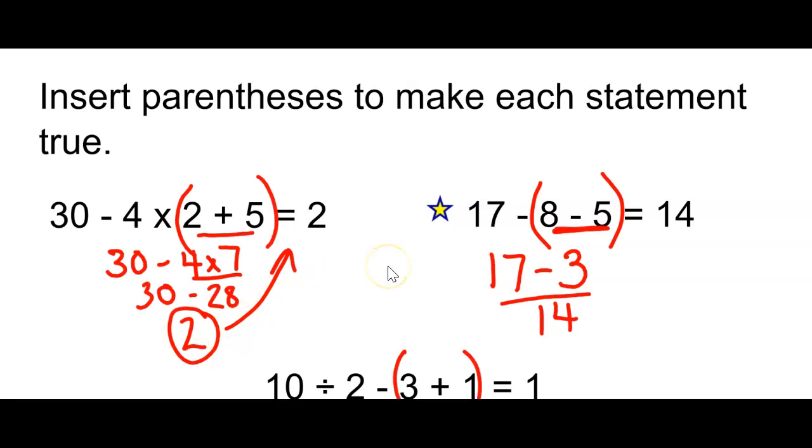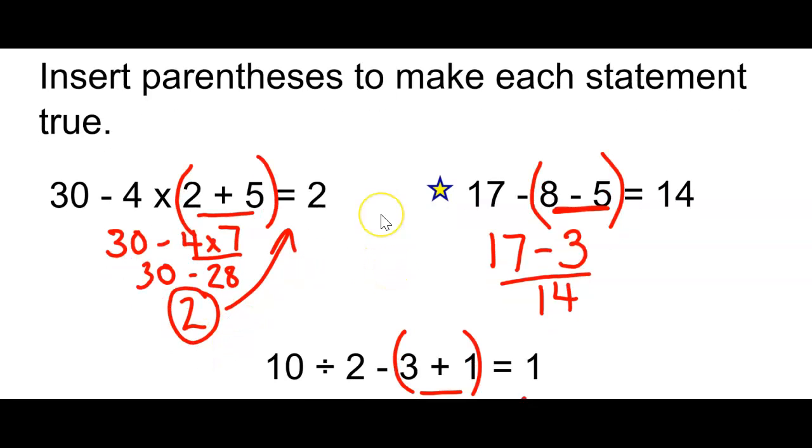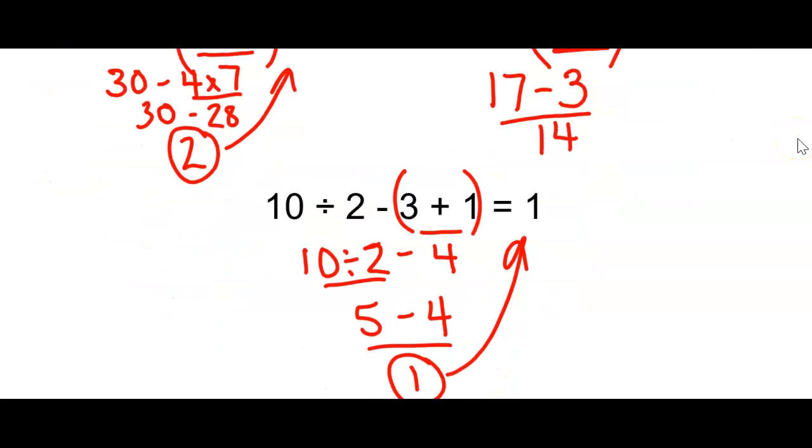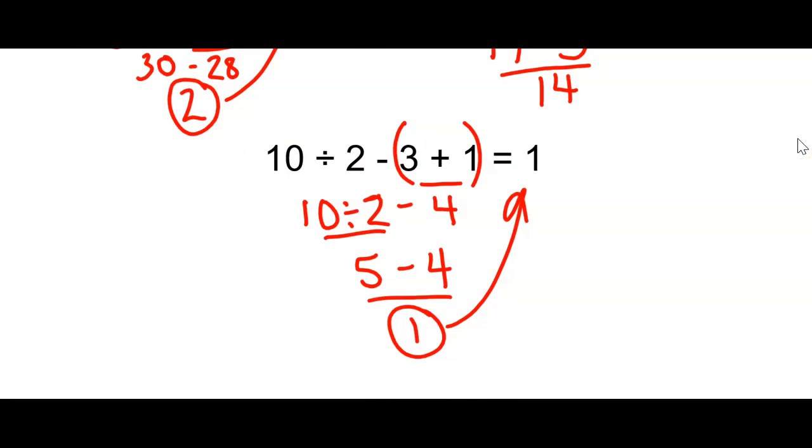Okay, for those of you that paused and tried the other two, here's where the correct answers would be. For this first one up here, sorry, my marker's not working, you would have to put it around 2 plus 5, because you would need to add that first and then do the multiplication and then subtract 30 minus the answer of 28 from when you multiplied, in order to get 2. This is the only place where you could put parentheses in order to end up equaling the answer of 2.